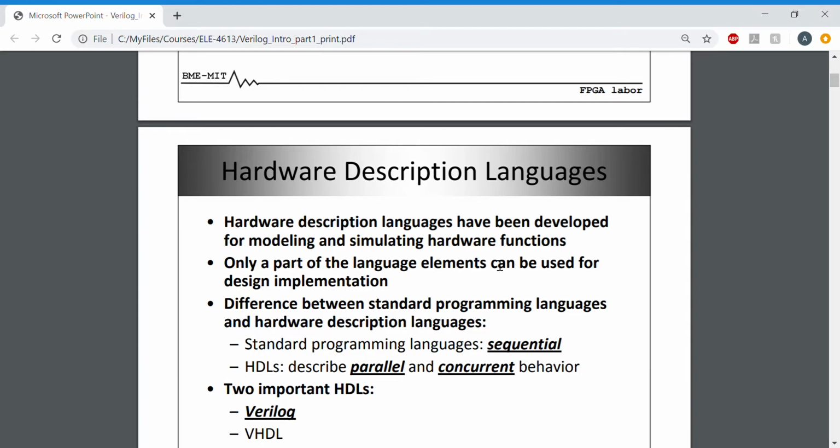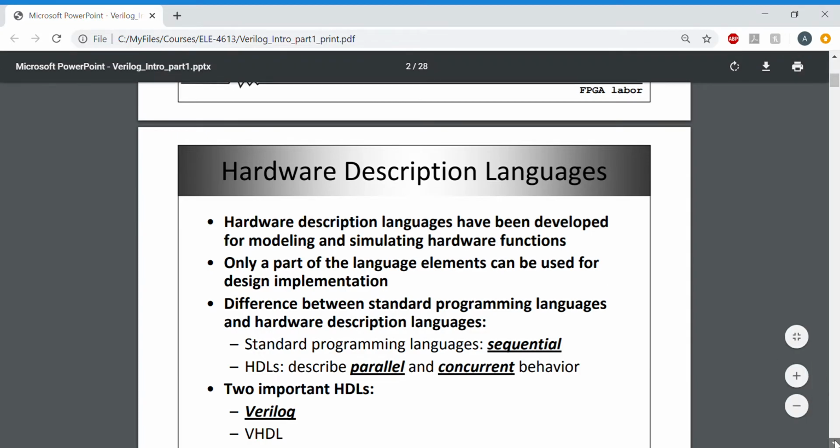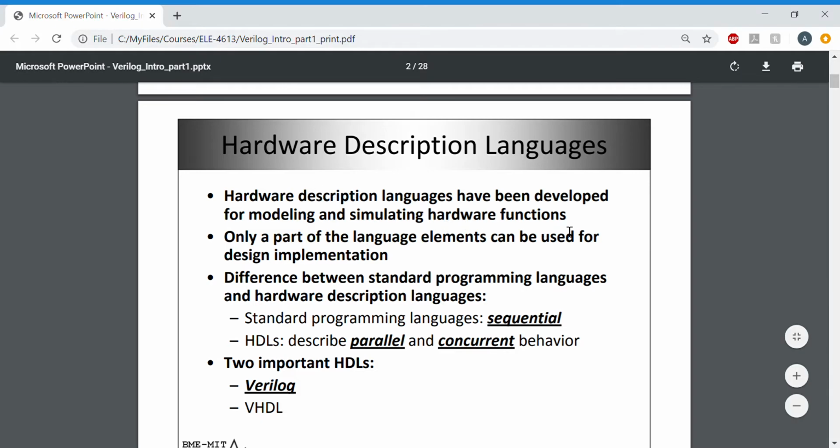So what is Verilog? Verilog is a hardware description language. Hardware description languages have been developed for modeling and simulating hardware functions. Only part of the language elements can be used for design implementation. What is the difference between standard programming languages and hardware description languages?